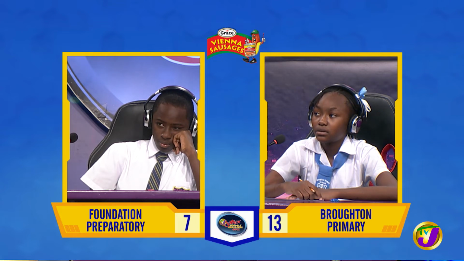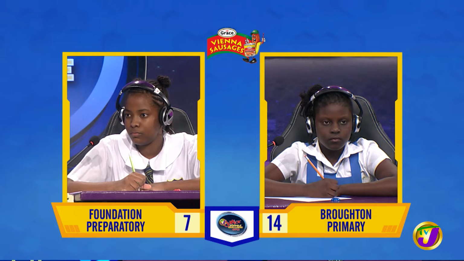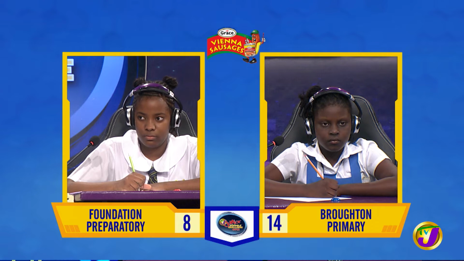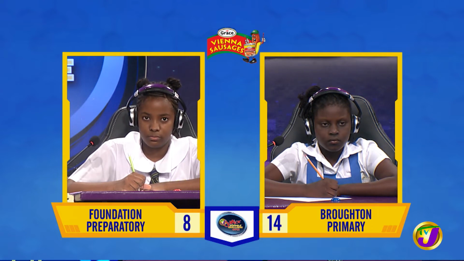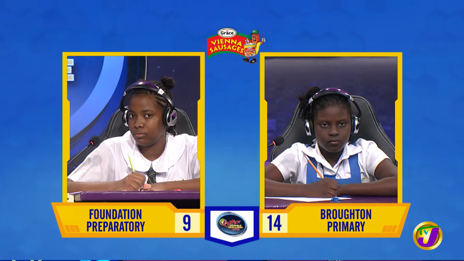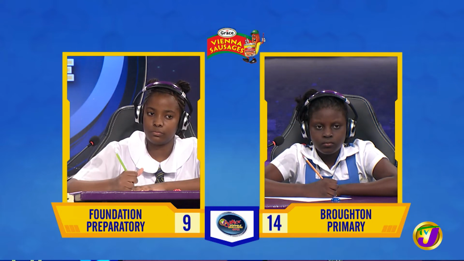That is correct. The next face-off is English language between Kiara Morgan of Foundation and DeAndre Reed from Broughton. Kiara, identify the adverb in this sentence. The orange on the table was very sour. Very. Correct. Which preposition usually follows the word exempt? From. Correct. Correct the error or errors in this sentence. Let you and I go to the park tomorrow. Would you like to try, DeAndre? No, thank you. Let you and me go to the park tomorrow.